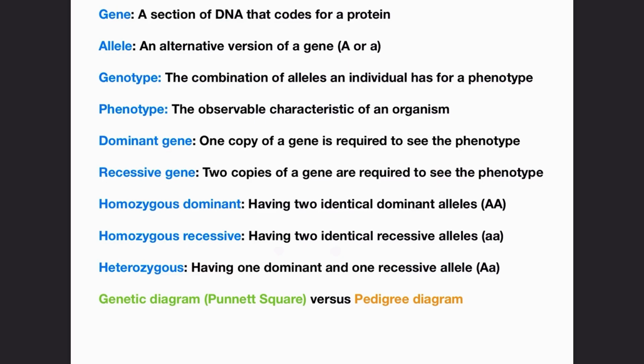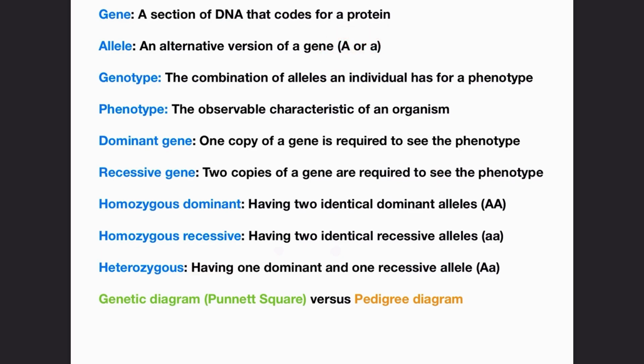So gene, just the DNA that codes for a protein. Allele is different versions of a gene. So if I'm, say, looking at the gene A, the allele for this gene that codes for a protein A can be either big A or small a.